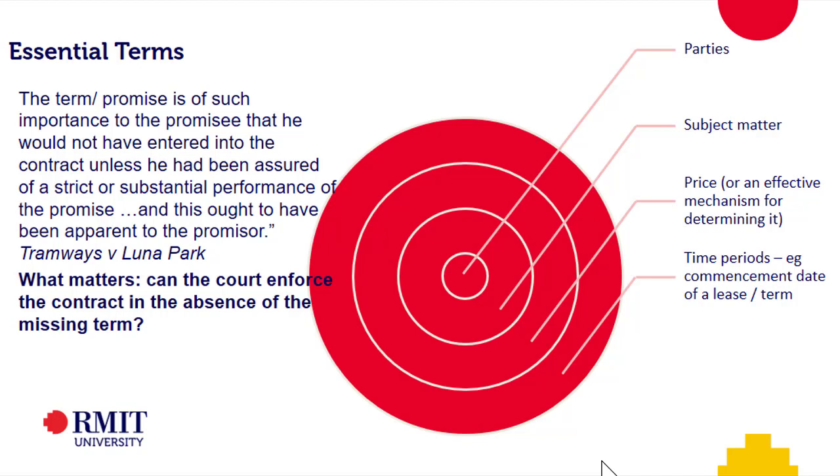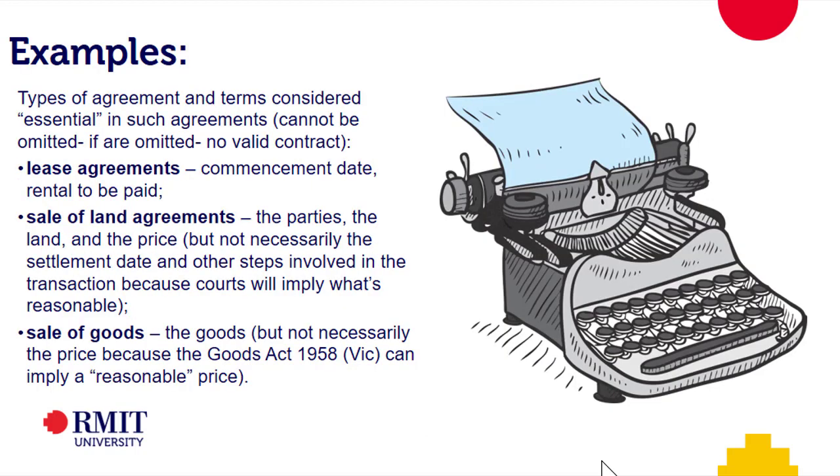Time periods. When you have to start doing something, when you have to finish doing something, they tend to be essential terms. Specifications might be essential terms as well. So the particular size, height, weight or colour of something. But it will depend. So, for some kinds of agreements, the courts have developed a kind of shorthand for what will always be essential. When it comes to the sale of land, what land? The specific identity of that land will always be an essential term.